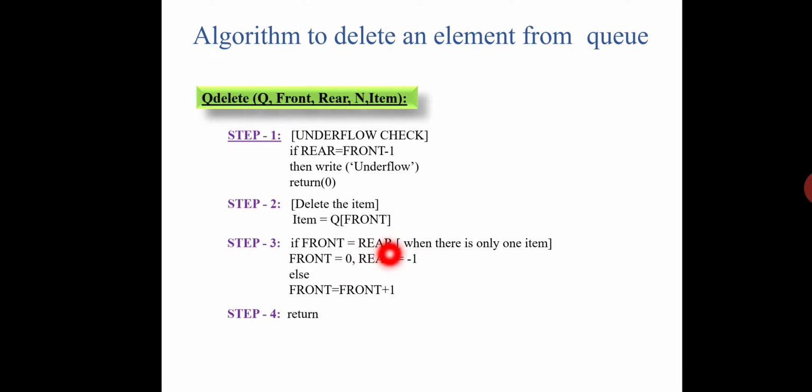Then if front is equal to rear, you have only one element, so front will be 0 and rear will go to minus 1. Else front will be incremented: front plus 1. For example, if this condition is false, you have many elements in the queue, so it will go to front is equal to front plus 1. If this condition is true, you have only one element in the queue, so front will be 0 and rear is equal to minus 1. This is only the deletion algorithm. You can also try to trace this algorithm.